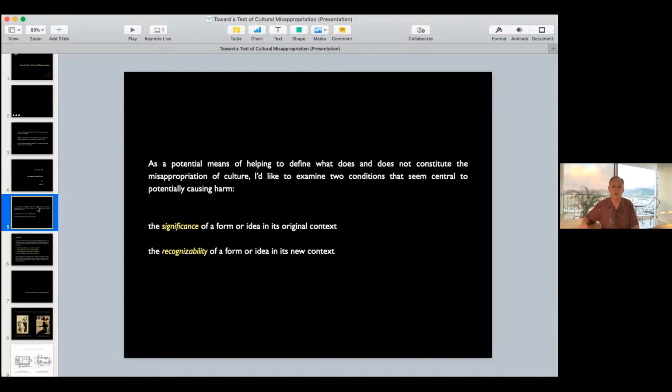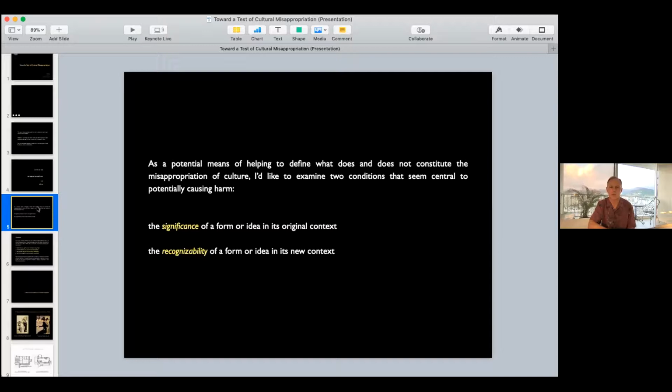There are two criteria that I used in this analysis to determine whether the use of a form would potentially cause harm. One, the form would need to be significant or ideal in its original culture. If it's a trivial thing, then somebody reusing it is unlikely to do damage to that culture or to offend anybody in any real, meaningful way. And also, in its new context, that form would need to be immediately recognizable.